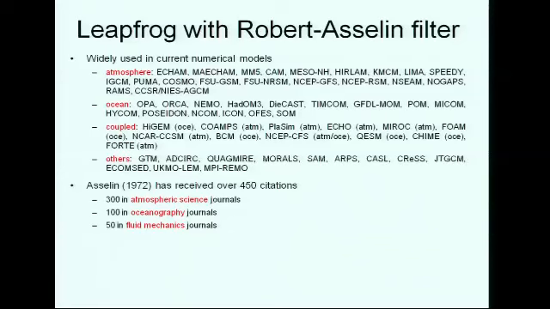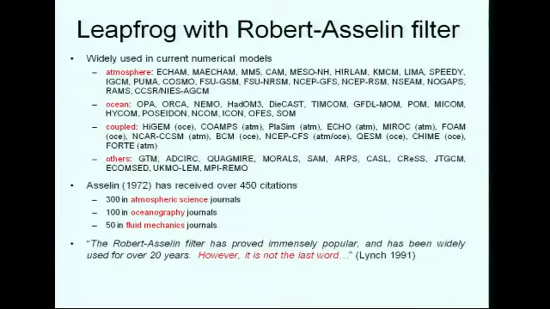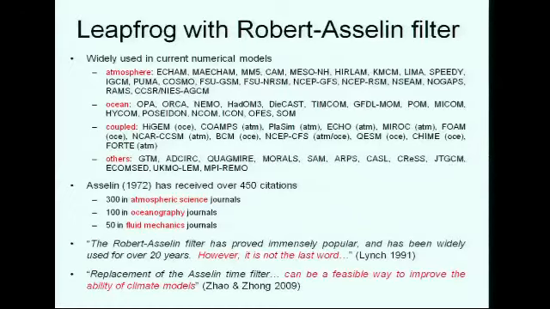We talked about metrics of climate models. Here's a metric of papers, the number of citations it's received, mostly in journals of atmospheric science, but also oceanography and fluid dynamics. But people have said for a while that the Robert-Asselin filter has been immensely popular. It's been used widely for 20 years. In fact, that was written 20 years ago, so it's been used widely for 40 years now. However, it's not the last word, and other authors have also agreed that replacing this time filter could be a feasible way to improve the fidelity of climate models.